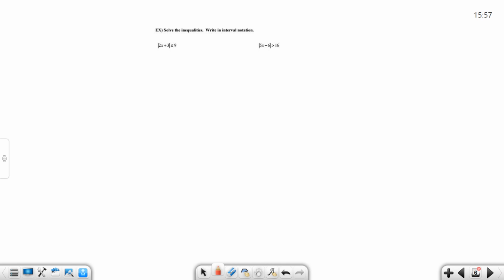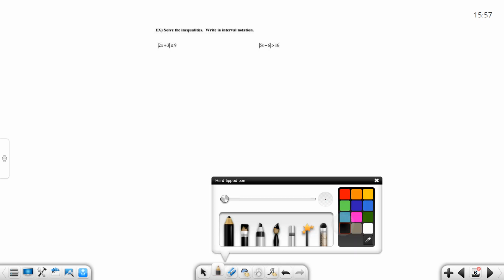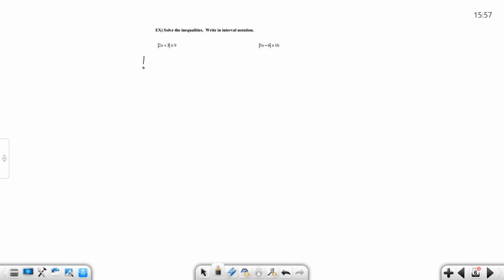Okay, my first one I give you is the absolute value of 2x plus 3 less than or equal to 9. Let me write it a little bigger. What the rule tells you to do is, if you have an absolute value less than, you sandwich. So 2x plus 3 is going to sandwich between 9 and negative 9. And your answer is actually going to look like a sandwich, with a piece of bread and some stuff in the middle. One little sandwich.